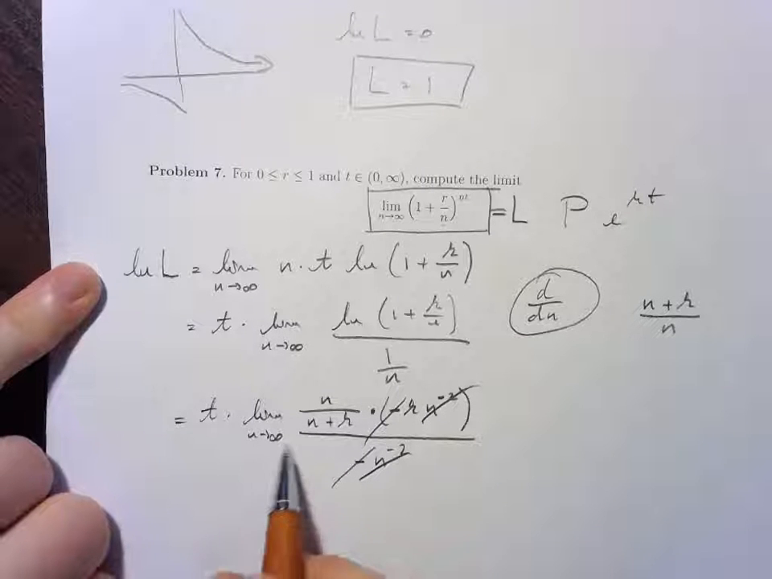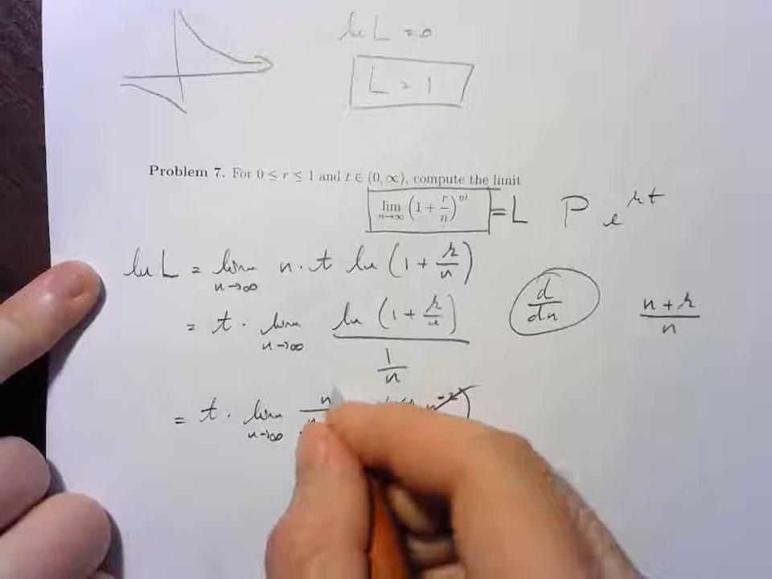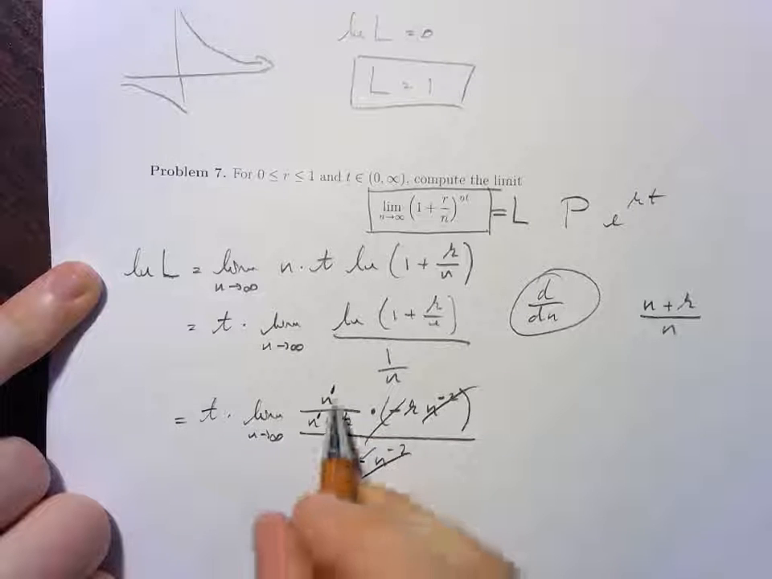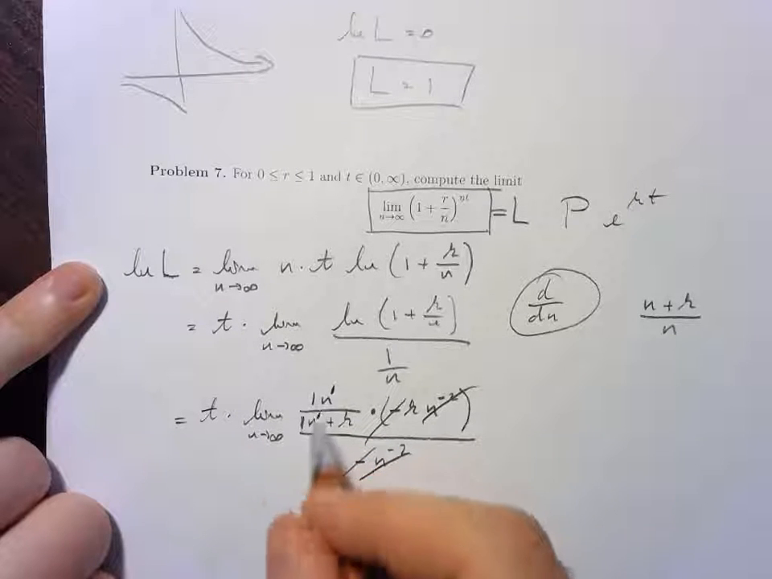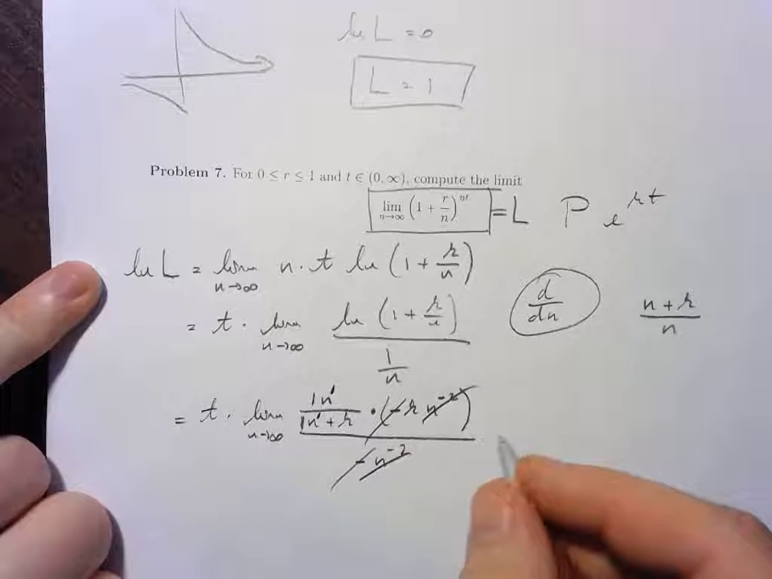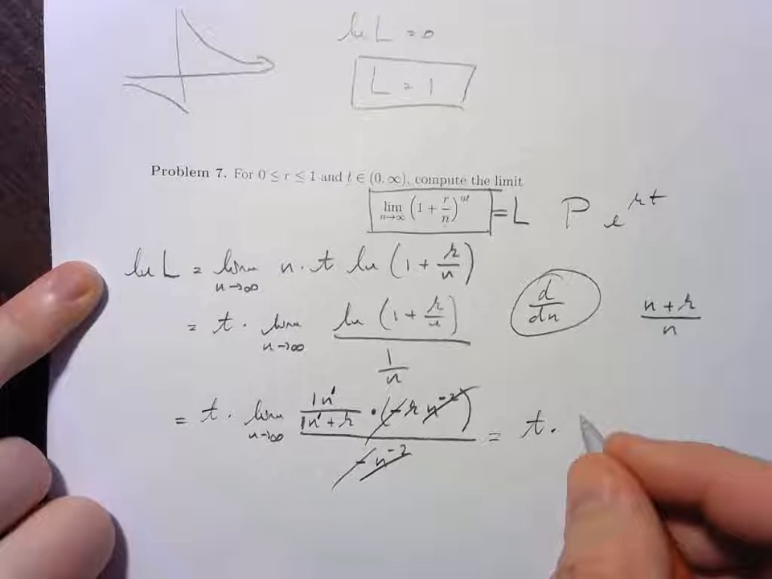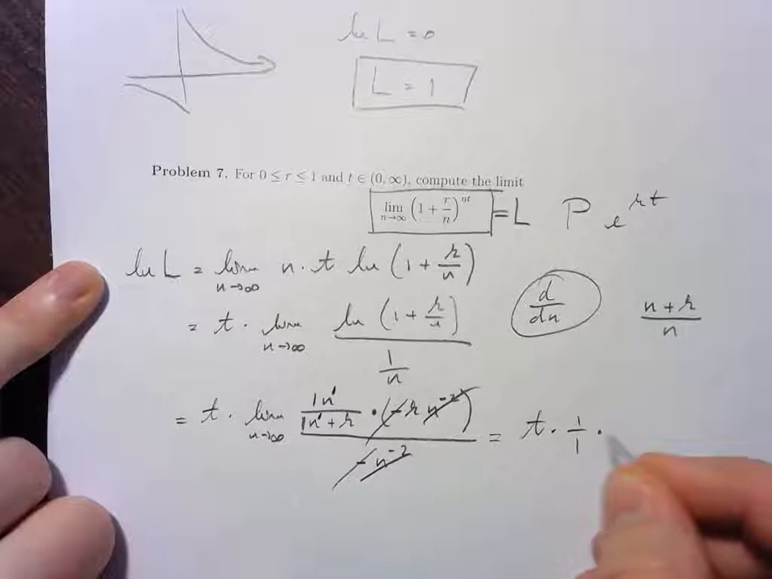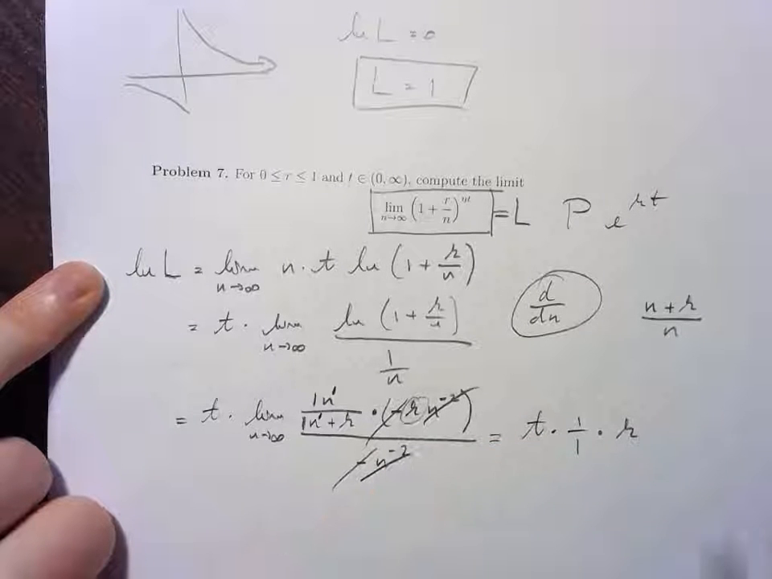And now as n goes to infinity, this is just the limit of a rational function, right? The leading exponent is n to the first, the leading coefficient is 1, so the limit here is 1 divided by 1. So this whole thing should be t times 1 over 1, and I'm left with the extra r there, so this is rt.